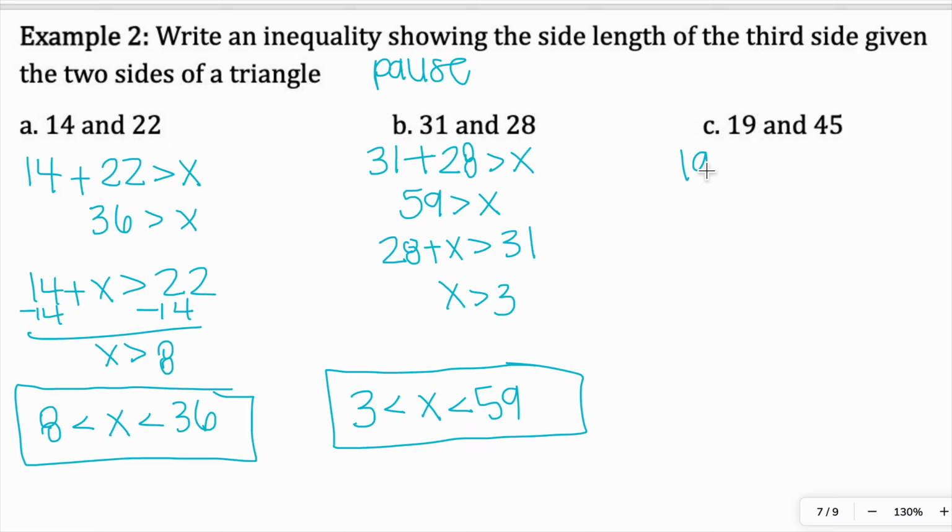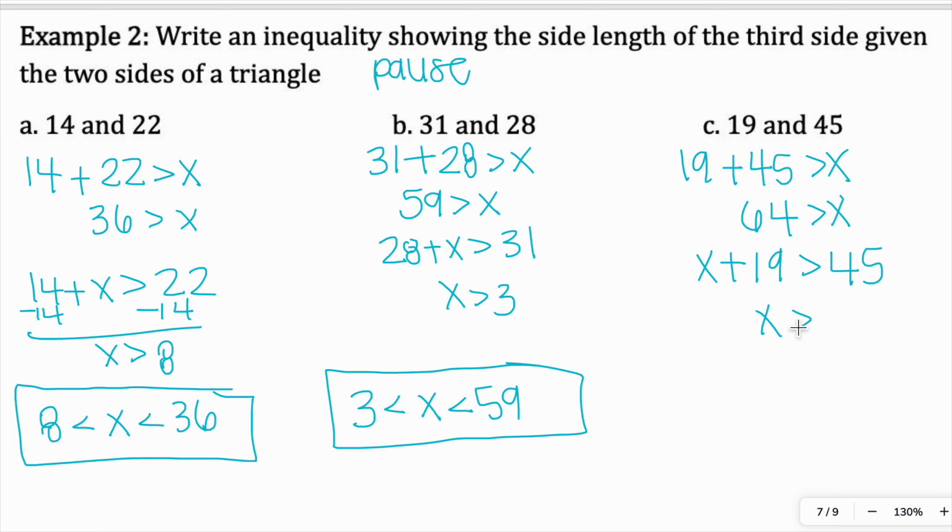And then our last one, 19 plus 45, should be greater than our mystery side. That's going to give us a total of 64 is greater than x. And then we also can say mystery side x plus 19 should be greater than our longest side of 45. X is going to be greater than 26. So 26 should be less than x, which is less than 64.